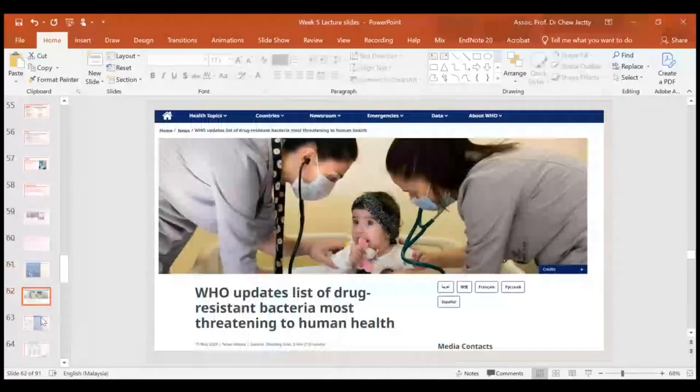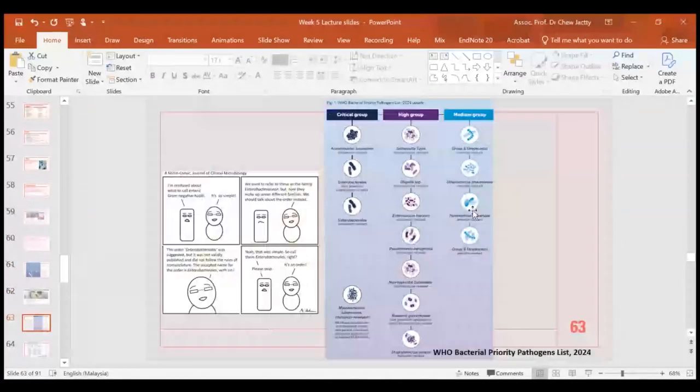So over here, this is a slide that shows the latest WHO bacterial priority pathogens list. This is to inform and guide the scientific community and also the doctors in terms of what bacteria are the most urgent in need of new drugs and what infections or bacteria we should pay attention to.